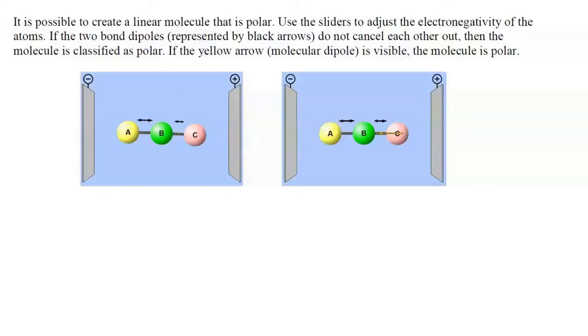Use the sliders in the PhET simulation to adjust the electronegativity of the atoms. And if the two bond dipoles, which are represented by the black arrows, do not cancel each other out, then the molecule is classified as polar. If we can see a yellow arrow, which represents the molecular dipole, then the molecule is polar.